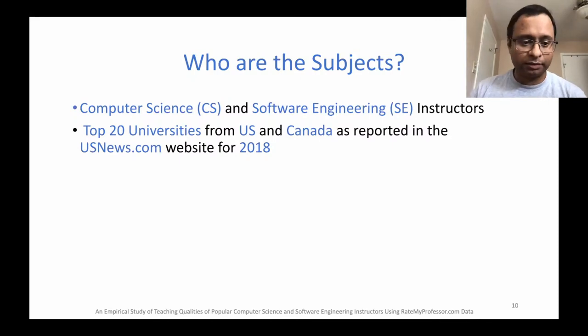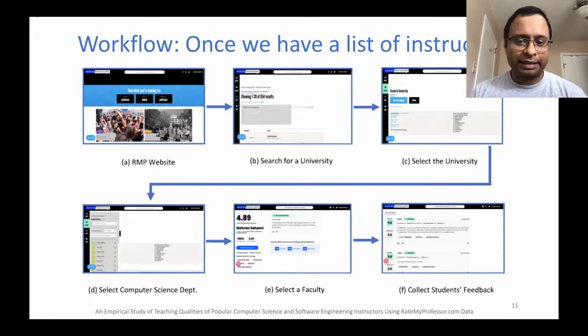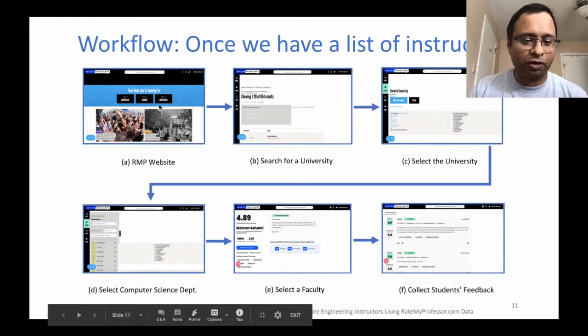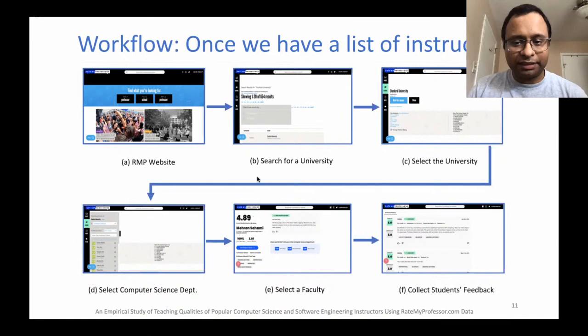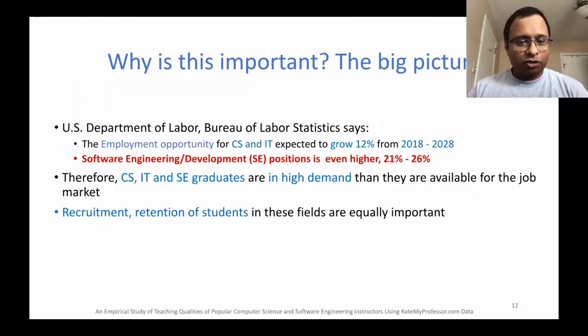That was ranked by the usnews.com website for 2018. And the workflow went like this. We developed a Python-based web crawler using Selenium WebDriver that goes to the RMP, or Rate My Professor, website, searches for a university, filters the department to computer science, and then filters for only the top good professors. Then it opens the individual professors in a separate window and downloads all the comments in a JSON file format.